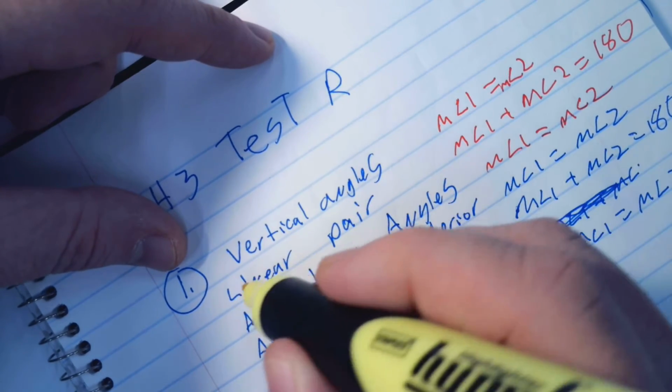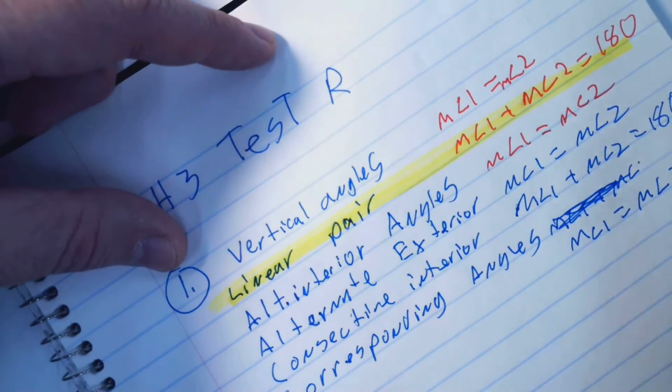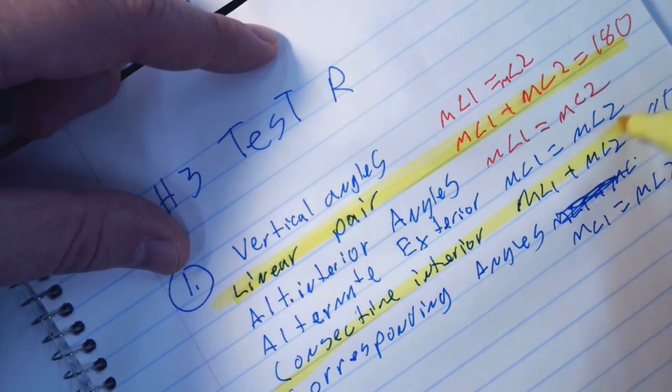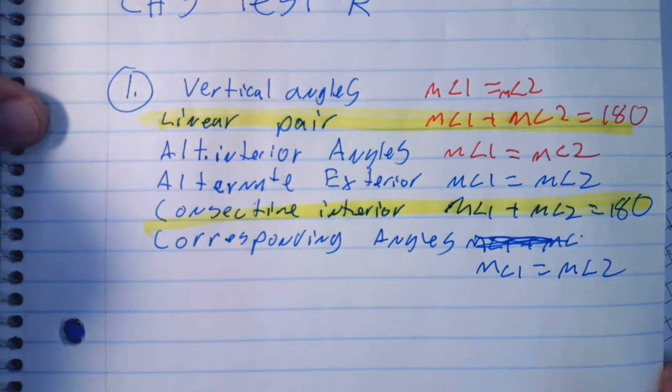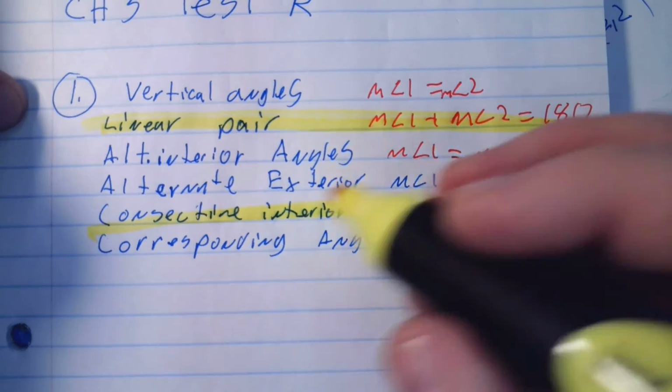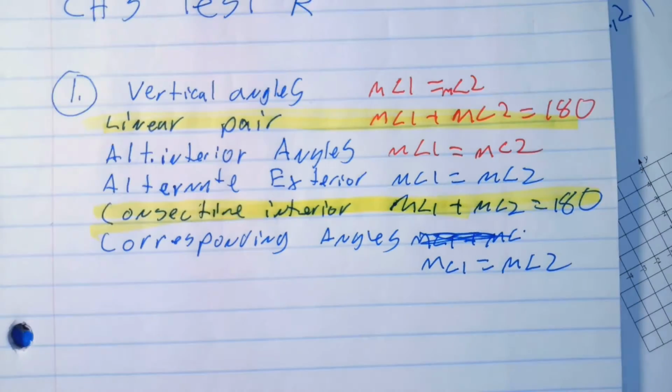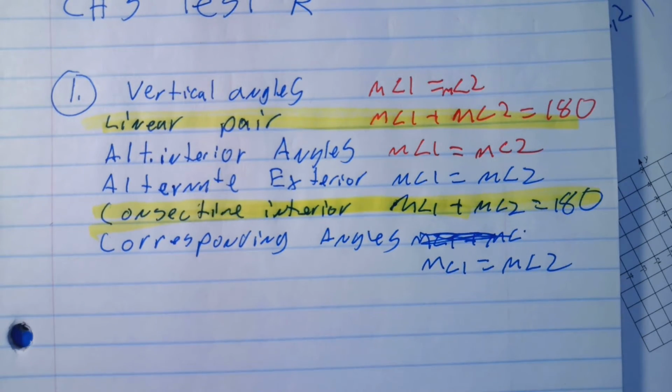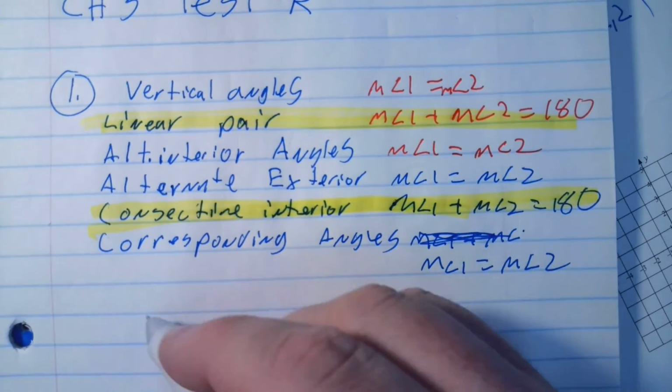All right, I want to stress these two. These two are different. They're the ones that add up to 180. Those are things to study, things to make sure you know. So the first two are linear pair and vertical angles.